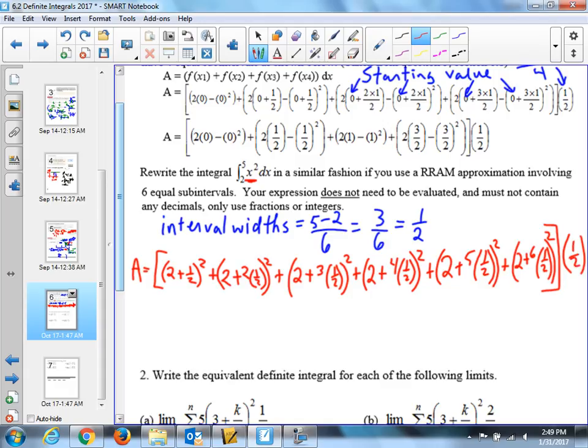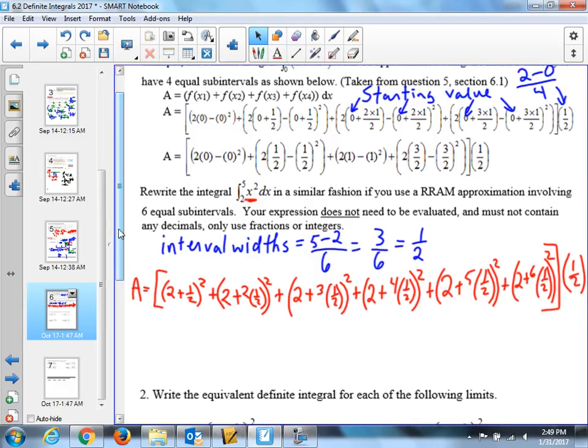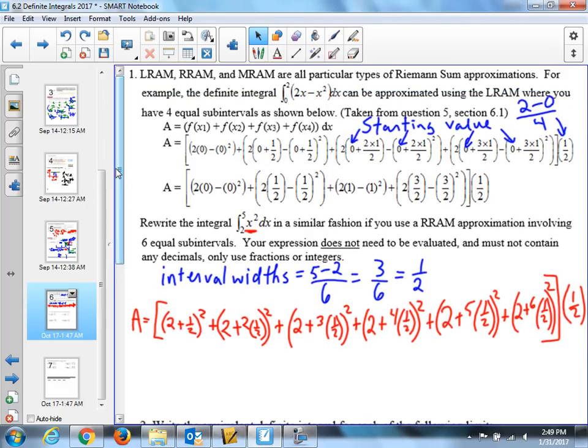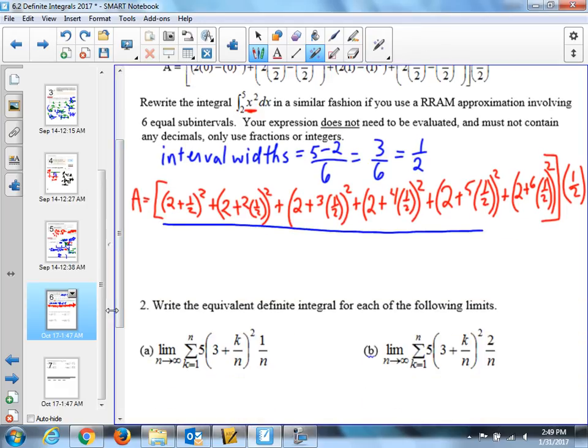Now, I want you to see, if it makes you feel better, you can rewrite it as 2.5 squared plus 3 squared plus 3.5 squared plus 4 squared. You don't have to. But the reason why I wanted to do this is let's make some connections here. If you were given this, could you come up with this expression here? This sum represents a right Riemann sum for the integral.